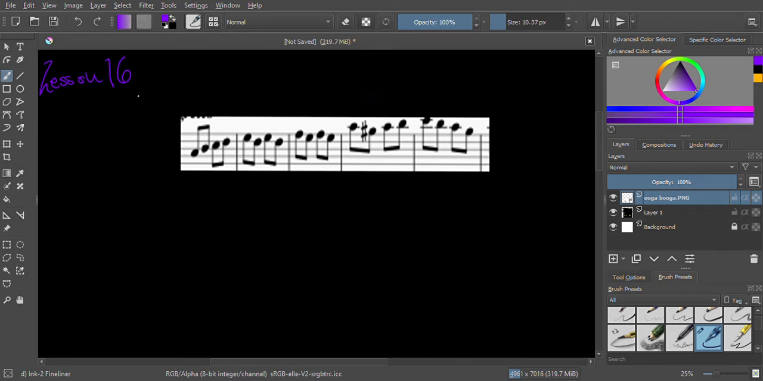Hello everybody, hope you're having a wonderful day today, and this is lesson number 16 in our dive into the wonderful world of musical theory. And today our topic is bars.